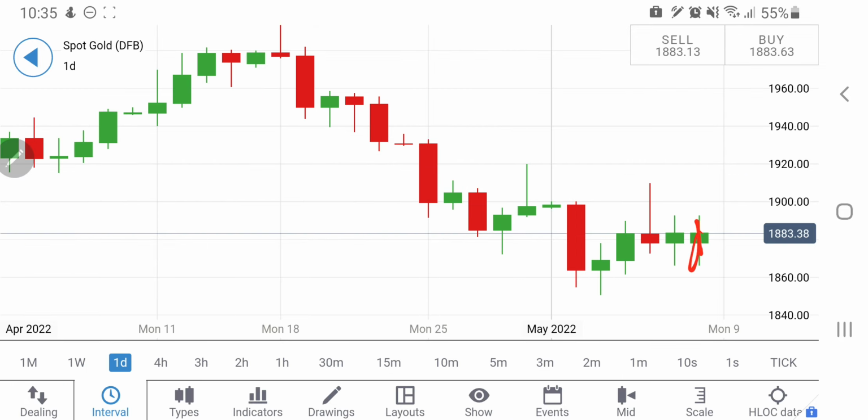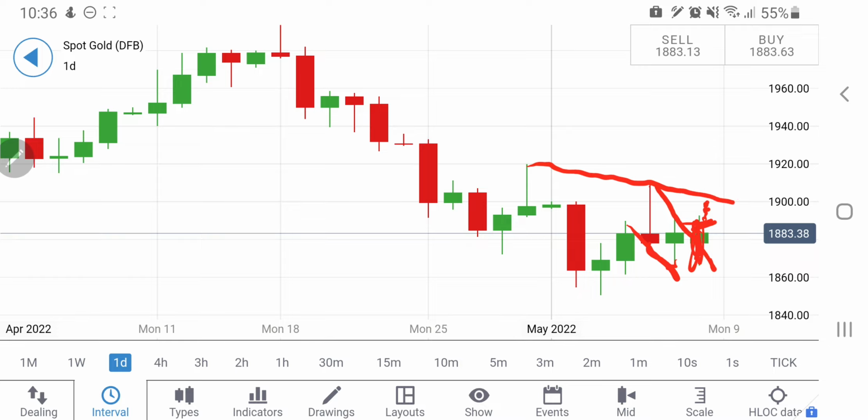On the daily charts, first let's eliminate this, it is an error candle. Look at the previous two candles, lower lows, lower highs, and hence if you see it trading above 1891 levels, yes, you can go long there. Rather, I will say beyond 1895 you can go long. Then the target is 1900.